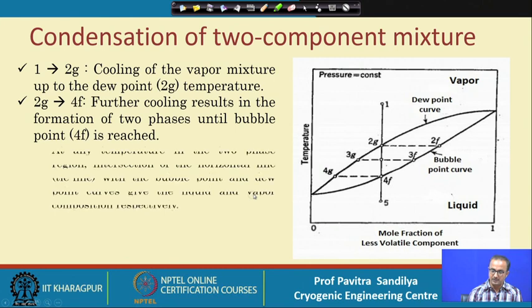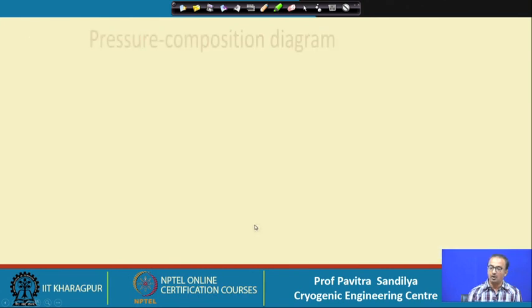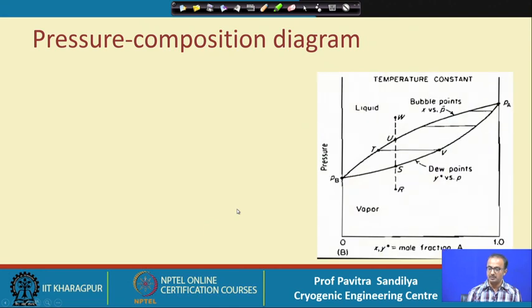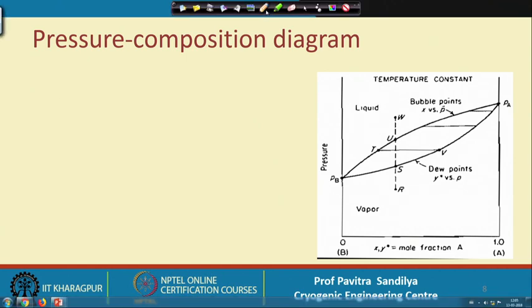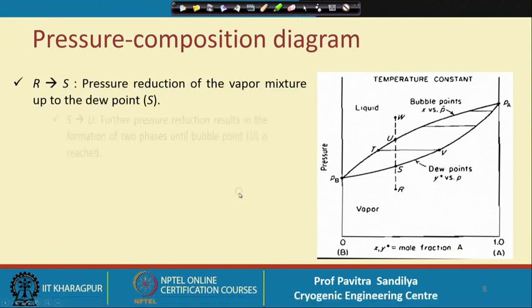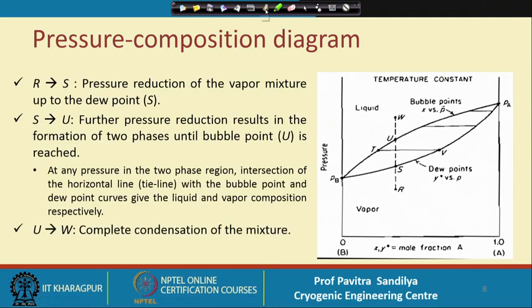Next, we come to the representation of the pressure composition diagram. Once we have understood the temperature composition diagram, this understanding of the pressure composition is also quite simple. The only thing we have to remember in this case is that for the pressure system, the vapor will exist at a lower pressure. That is, in the case of temperature composition, the vapor was on the upper side, but in the case of pressure composition, the vapor is on the lower side.